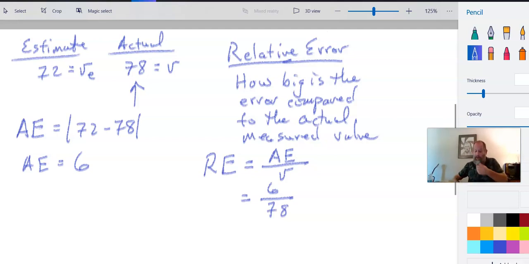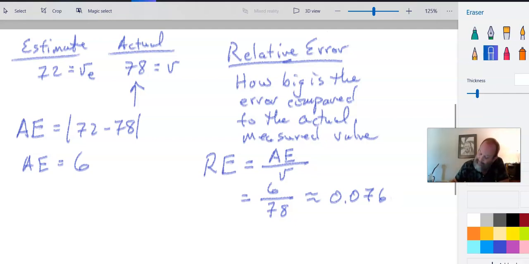A fraction is fine to consider as a relative error, but if we just go ahead and do the division, we get that our error as a decimal is 0.07, and I'm going to write out a few extra decimal points here. 0.0769, actually, that's a 9, and it keeps on going from there.